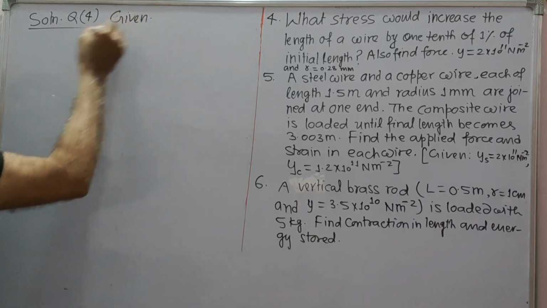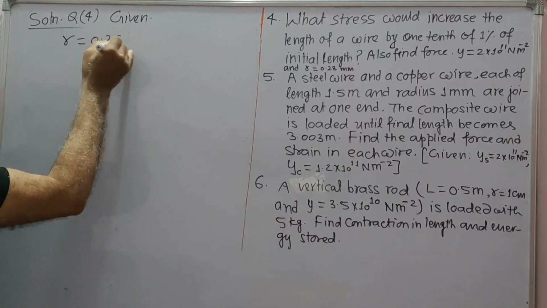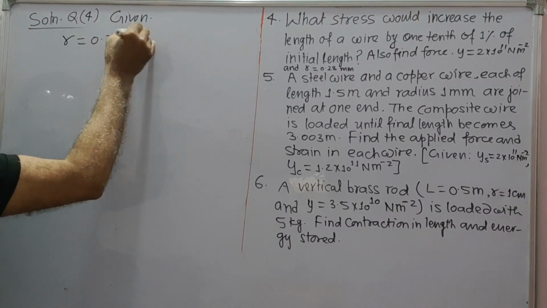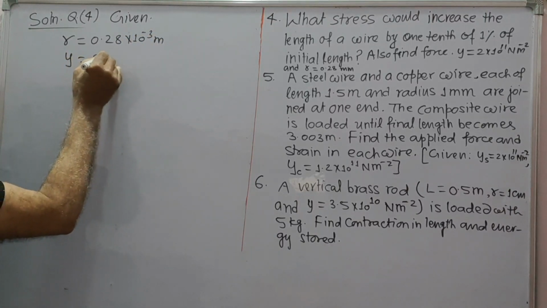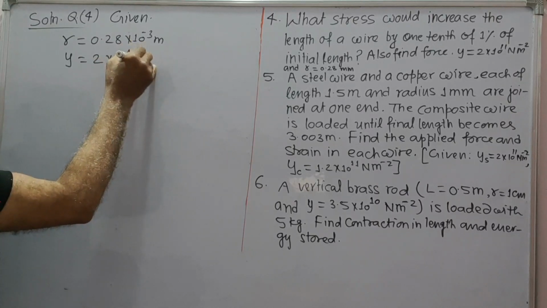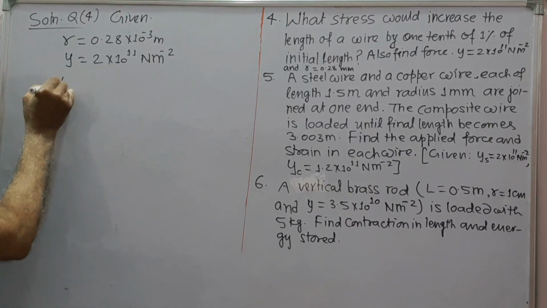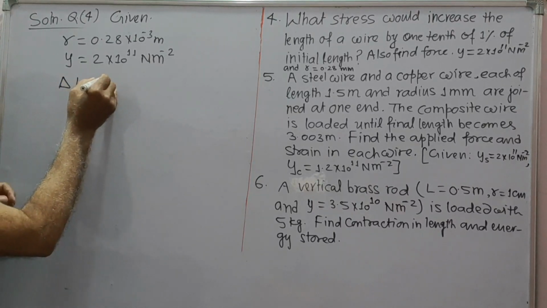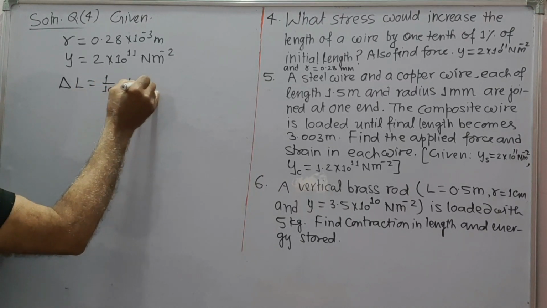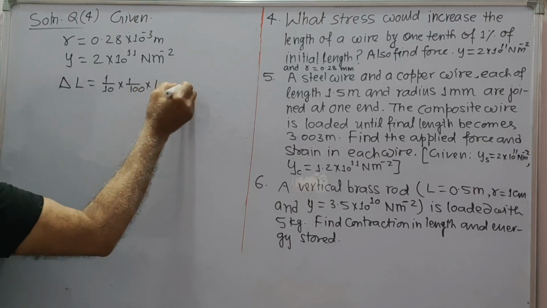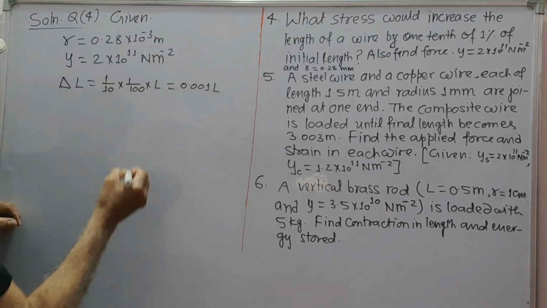Given: radius of wire 0.28 millimeter means 0.28 into 10 to minus 3 meter. Young's modulus 2 into 10 to the power 11 Newton per meter square. Delta L is 1/10 means 1 upon 10 into 1% means 1 upon 100 of initial length, which is 1 upon 1000 means 0.001 times L.